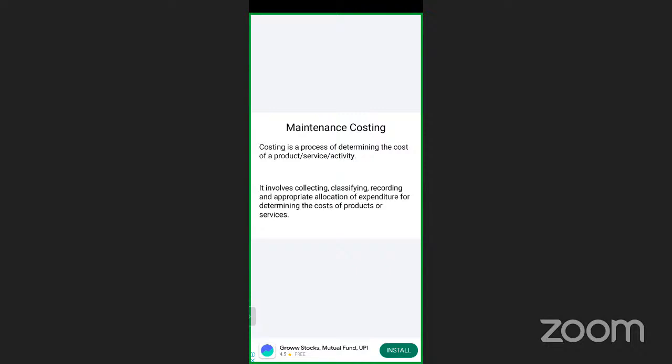Costing is nothing but determining the cost of a product or a service or an activity. So what are the different things which go into finding out the cost? It involves collection of cost. So what are the different costs? How much am I spending on material? How much am I spending on labor? How much am I spending on overheads? So you have to collect the costs.